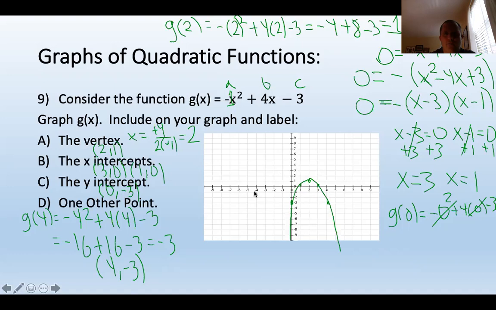If you substitute 4 in for x, you have -4 squared plus 4 times 4 minus 3. Negative 4 squared is negative 16 plus 4 times 4 is 16 minus 3. Negative 16 plus 16 minus 3 is negative 3. So (4, -3) is a point on the graph. So if you plot (4, -3), that's right here. And then you can just trace through the points and you have the parabola for this particular function.